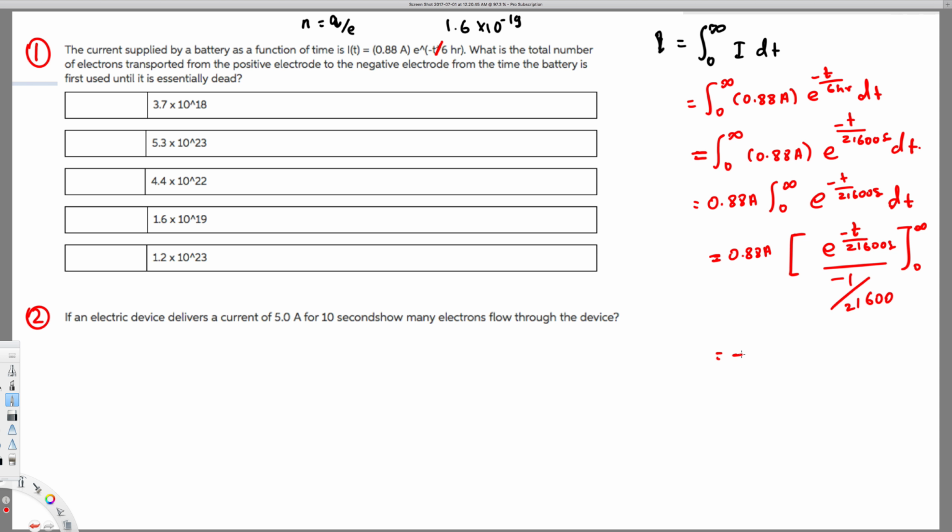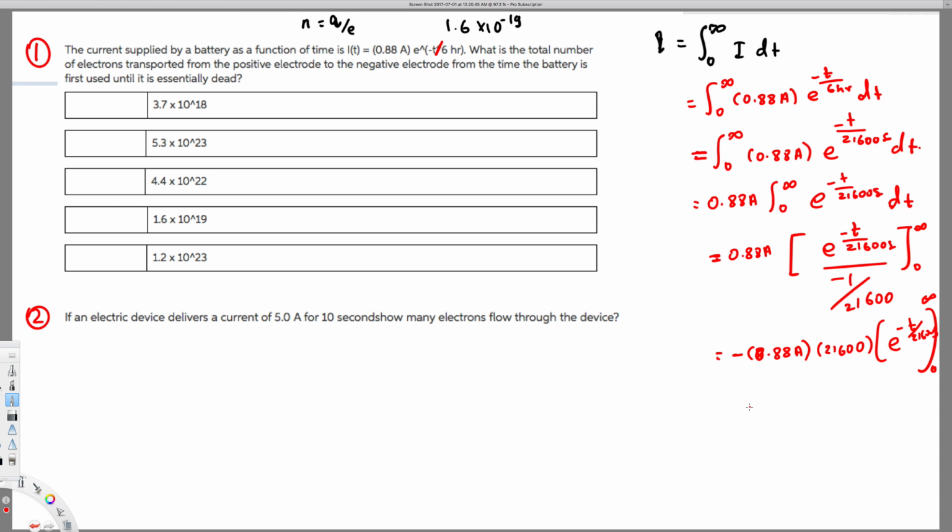So this is going to be negative 0.88 ampere times 21,600 times e to the power of negative t over 21,600 seconds, going from 0 to infinity. So this is what we have right now. Let's apply the limits 0 and infinity and see what we get.